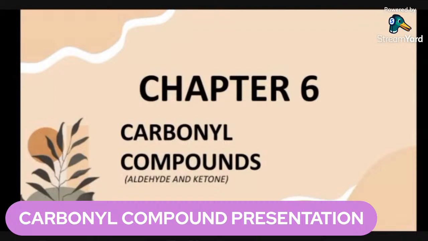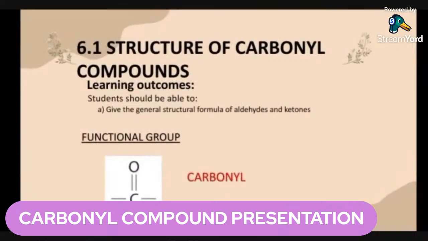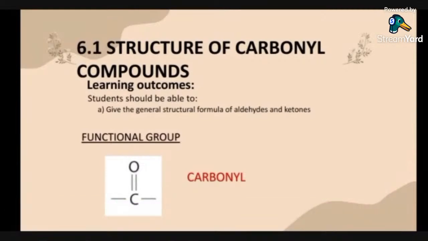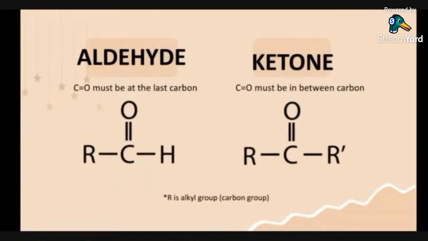Today I want to present about chapter 6, carbonyl compounds, aldehyde and ketone. First we take a look at 6.1, structure of carbonyl compounds. Learning outcomes: students should be able to give the general structural formula of aldehydes and ketones. The functional group is carbonyl, C double bond O. First we take a look at aldehyde. C double bond O must be at the last carbon. Ketone: C double bond O must be in between carbons. R is an alkyl group, carbon group.